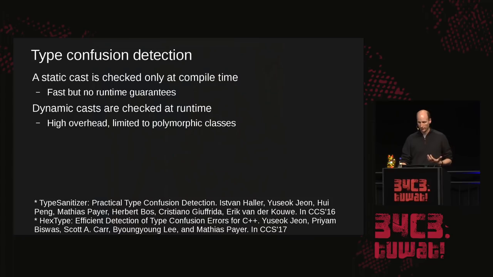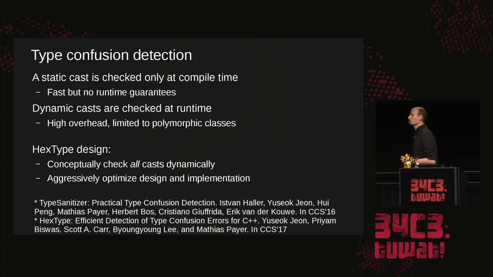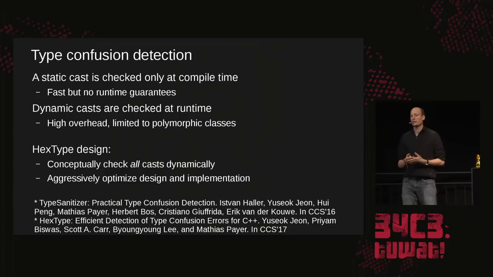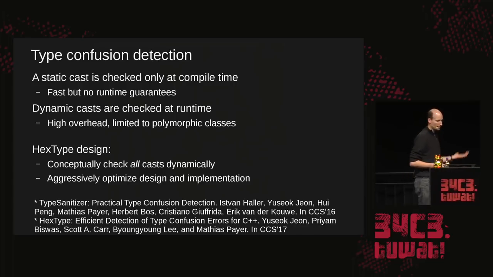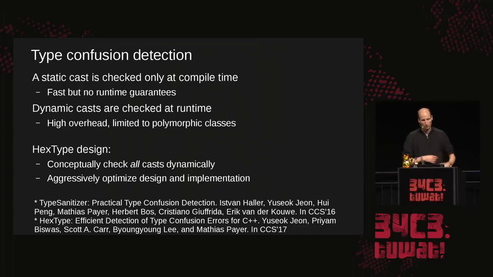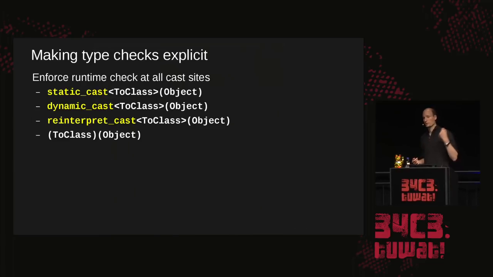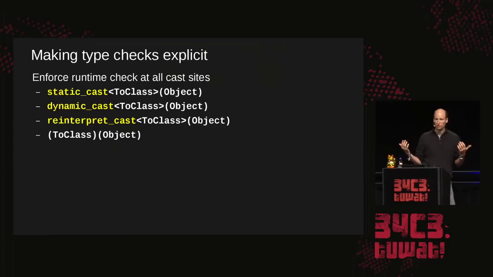And our underlying idea is that we would check every single type cast. So we do a dynamic check for every single type cast, and then aggressively remove as many casts as we can as part of our design and as part of our implementation. So we are making type checks explicit. We enforce an explicit runtime check at all cast sites for dynamic casts, static casts, reinterpret casts, and also C style casting.